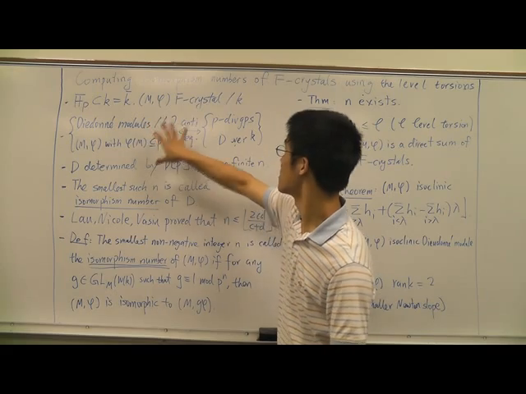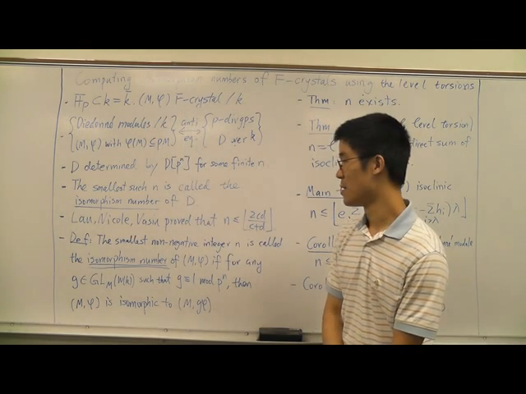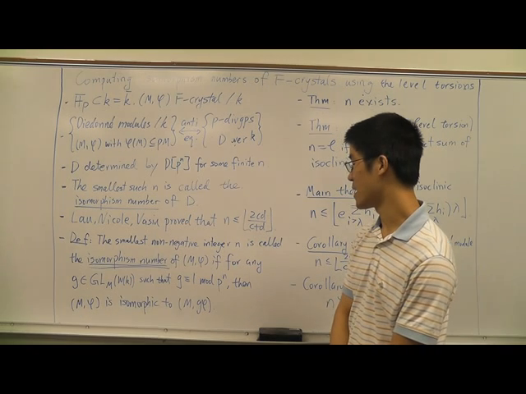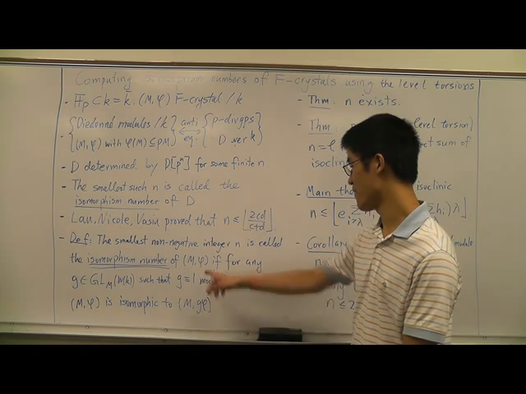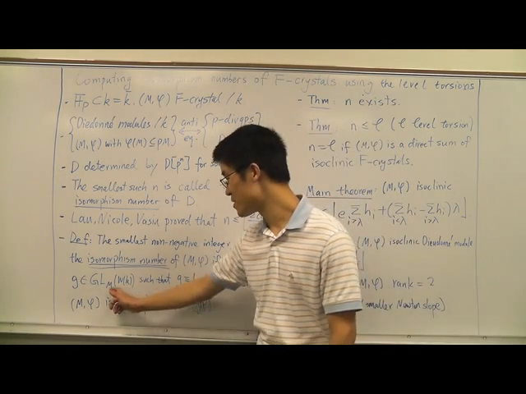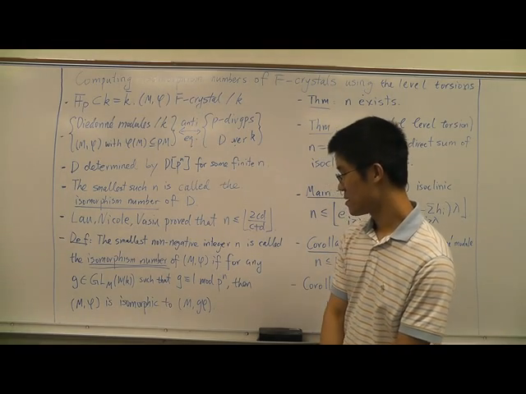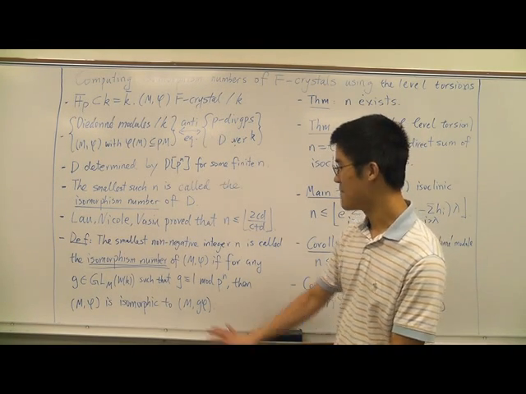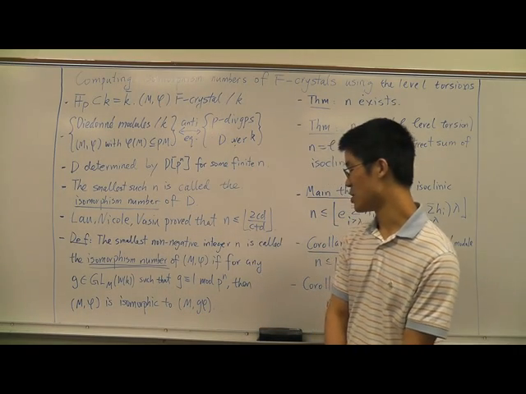So motivated by the isomorphism numbers of p-divisible groups, how can we carry this number over to the Dieudonné module and generalize it to F-crystals? Here we have the definition. The smallest non-negative number n is called the isomorphism number of the F-crystal (M, φ) if for any W(K)-linear automorphism g of M, such that g is congruent to 1 modulo p^n, then (M, φ) is isomorphic to (M, gφ).